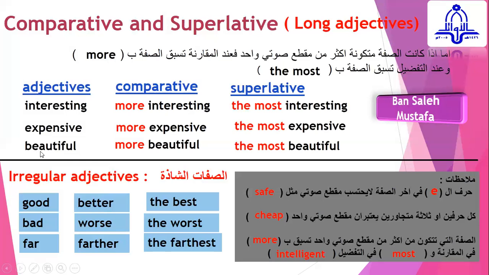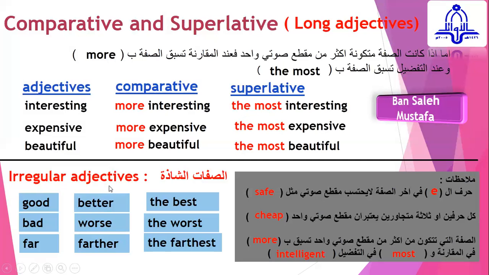Beautiful. Here we have 3 syllable sound. حرف الإي أي يو كل يعني جميعها تعتبر مقطع صوتي واحد لأن متلاصقة. الآي حرف علة واليو حرف علة يعطيني مقطع صوتي. Then 3 syllable sound. So in comparative it should precede it with more beautiful, and in superlative it will be the most beautiful الأكثر جمالا. إذا هذه القاعدة تنطبق على long adjectives الصفات الطويلة التي تتكون من أكثر من مقطع صوتي واحد. في المقارنة تسبق ب more وفي التفضيل تسبق ب the most.